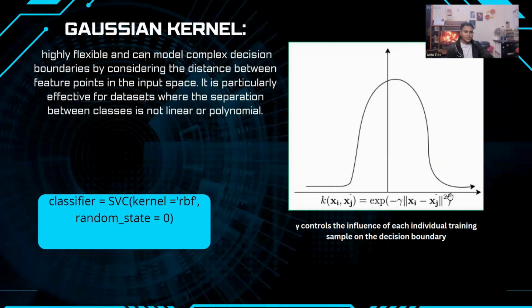Here is the equation for the Gaussian kernel. Here this is gamma, which controls the influence of each individual training sample on the decision boundary. And the classifier used is kernel equal rbf with any random state.